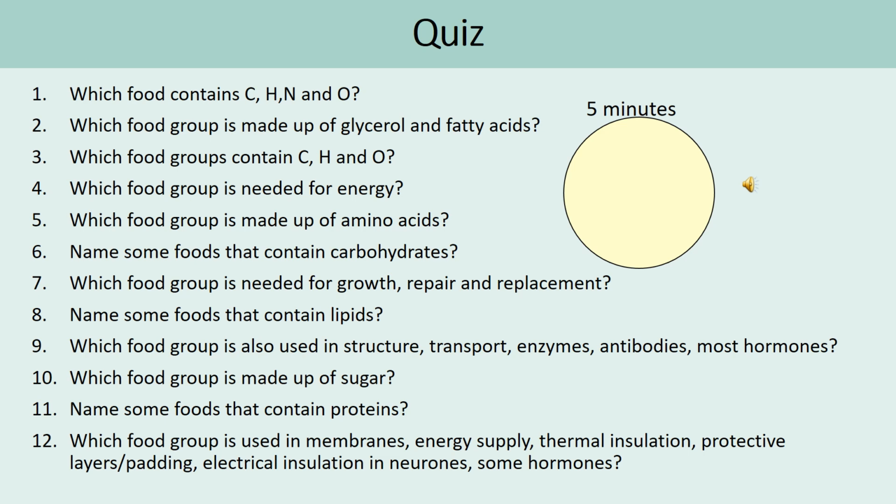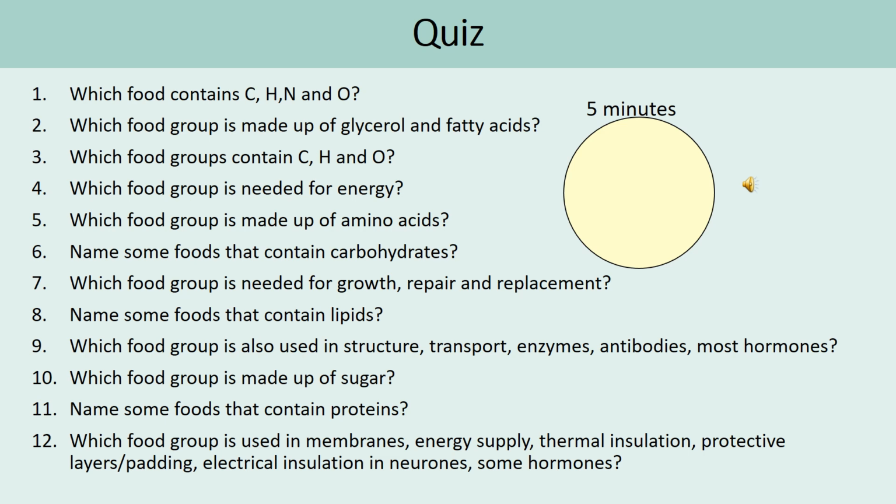2. Which food group is made up of a glycerol and fatty acids? Number 3. Which food groups contain carbon, hydrogen and oxygen? Number 4. Which food group is needed for energy, where we get most of our energy from? Number 5. Which food group is made of amino acids?